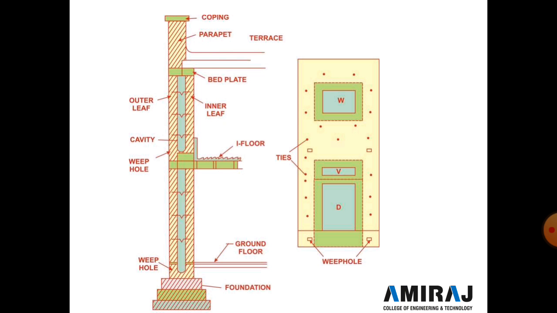Now see this figure. In the figure we exactly see the hollow wall. Here the inner leaf and outer leaf are both constructed up to the second floor slab level. Clear? So from the ground floor to the second floor slab level we construct the cavity in the wall. Weep holes are provided at the bottom part of the ground floor and also in the first floor.